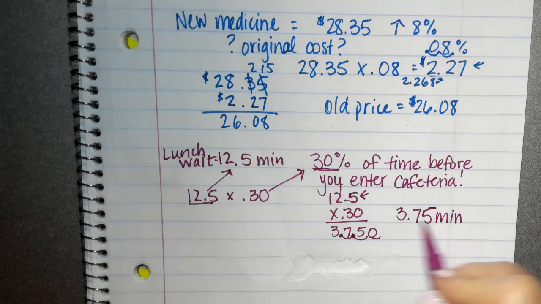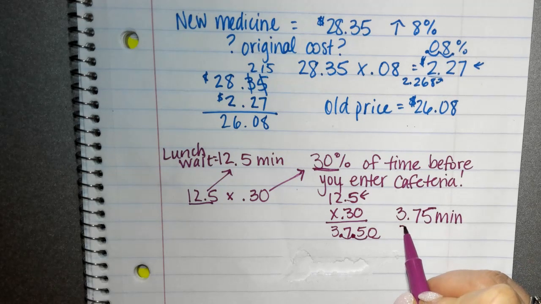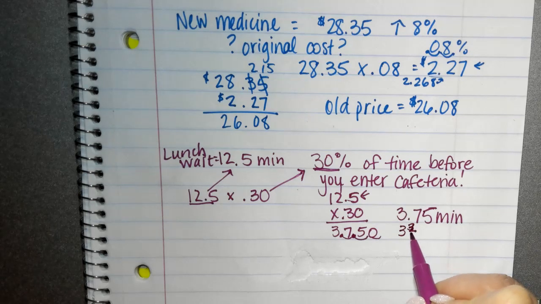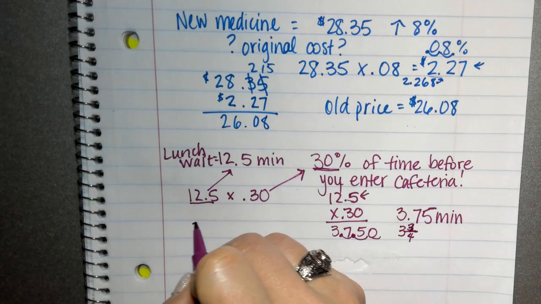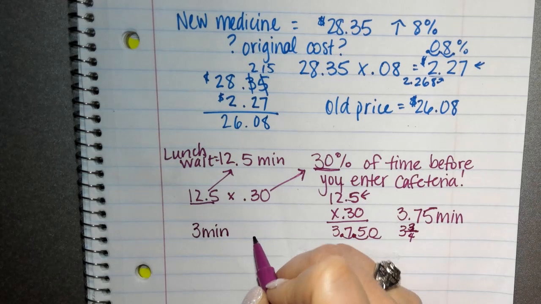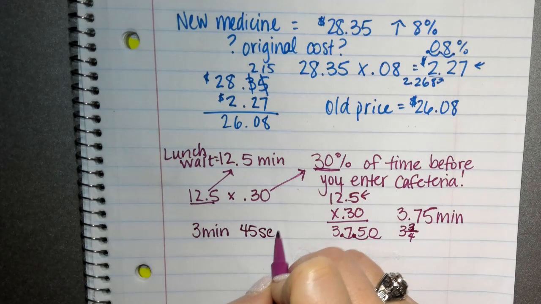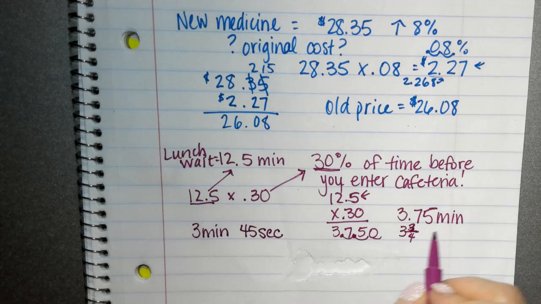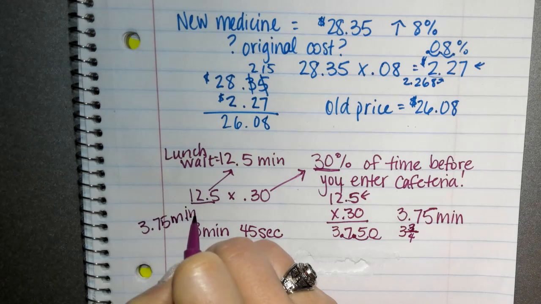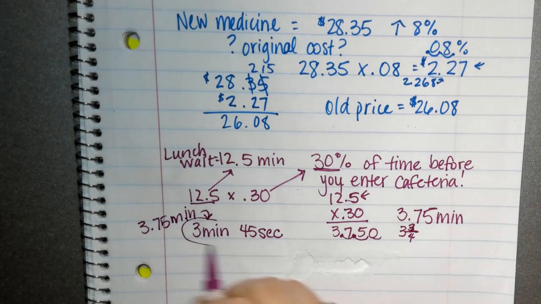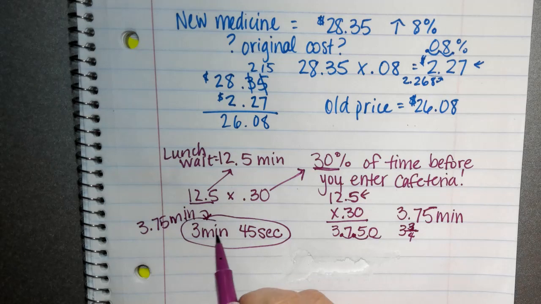Because if we want to put this in time, what's 3 and 3/4 minutes? Well, a minute is 60 seconds. So 3/4 of that would be 45 seconds. So if we want to be specific here, 3 minutes and 45 seconds. Okay, because it's 3.75 minutes, and that's the same thing. 3.75 minutes is the same as 3 minutes and 45 seconds. That value is 30% of 12.5 minutes.